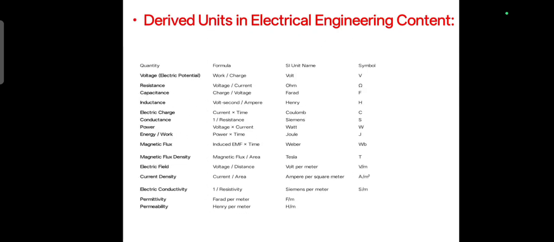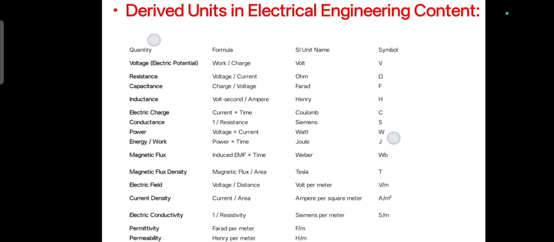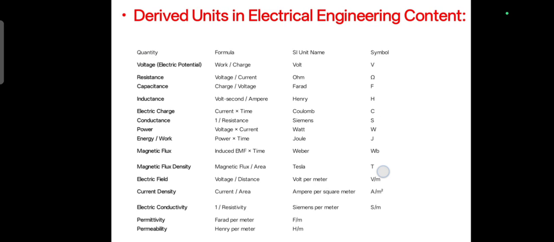So voltage, that is the work per charge, it is having the unit that we have discussed, the volt. Then resistance is the voltage per current. Then capacitance is the charge per voltage. Inductance is the weber turns, or flux linkage, per ampere, having the unit Henry. Electric charge is the current into time. Conductance is 1 divided by resistance, that is the reciprocal of resistance, having the unit Siemens.